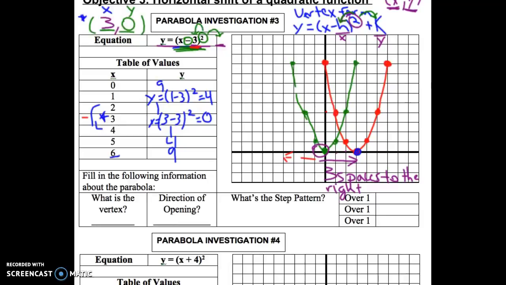Hopefully you can see that every one of these dots has also shifted, if you can guess it, 3 spaces to the right. So every dot that we plot has shifted 3 spaces to the right. So this entire graph is shifted 3 spaces to the right based off of the given function and the initial parent parabola of y equals x squared.